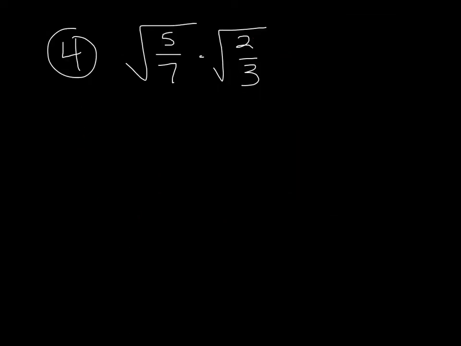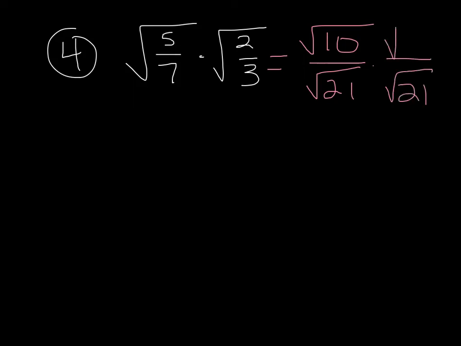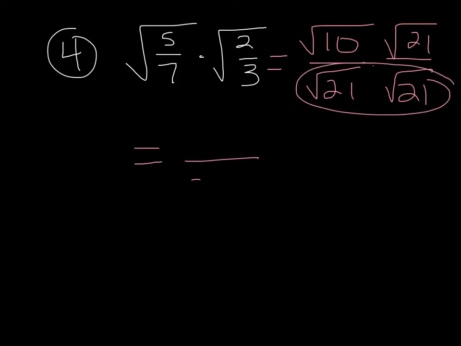Last one, same type, but we can't simplify on this one. 5 won't simplify with the 3, and the 2 won't simplify with the 7. So we're going to multiply like fractions, straight across. So 5 times 2 is 10, and 7 times 3 is 21. Now, my rule is I cannot have the square root of 21 in the denominator, so I'm going to multiply it by itself. The square root of 21 times the square root of 21 is 21, and then 10 times 21 is square root of 210.